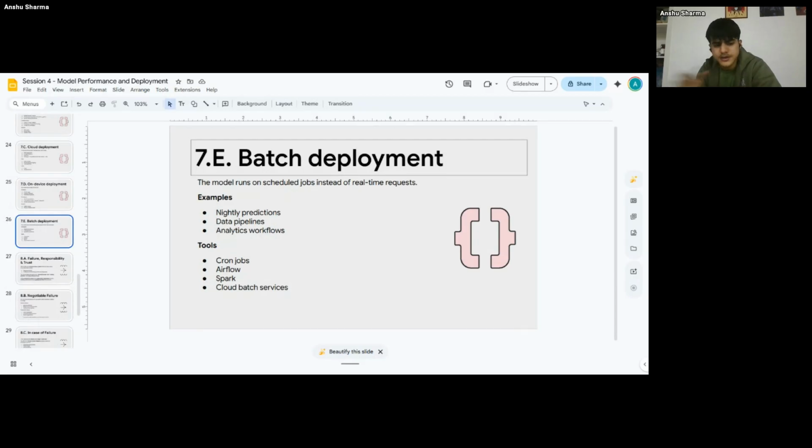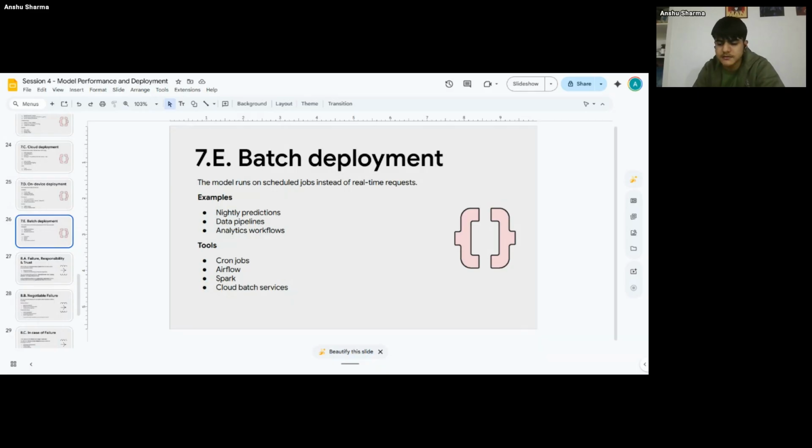Data pipelines also use this kind of deployment, because they're not user facing. Maybe it's an internal pipeline in an organization, so it does not need to respond immediately. Analytics workflows also use this, right? You can do this using cron jobs, even in Node.js and JavaScript. You can use Airflow, right? And this is also a feature in cloud. So cloud is all encompassing, all right? So yeah, those are the types of deployments we can use.